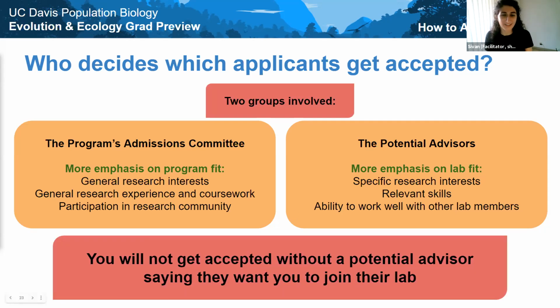But most importantly, you will not get accepted without a potential advisor saying they want you to join their lab. So maybe an admissions committee is super excited about you, but no professor is really interested in you joining their lab. You will not get an offer. So that's why connections with professors are very important.